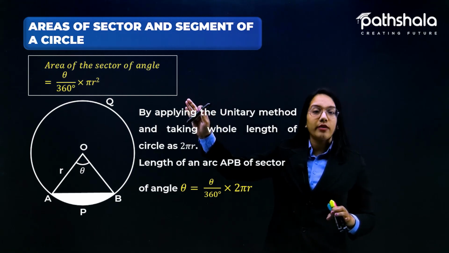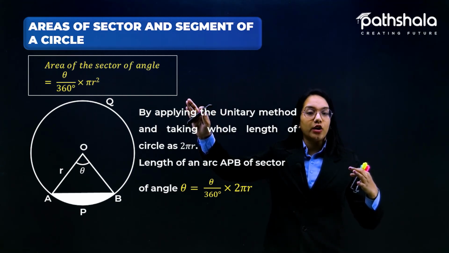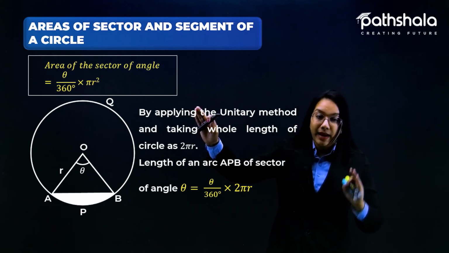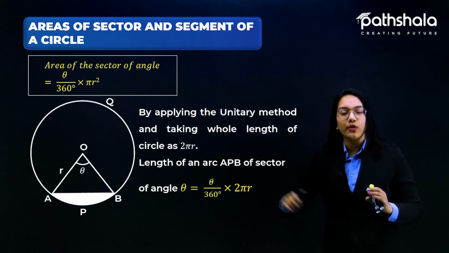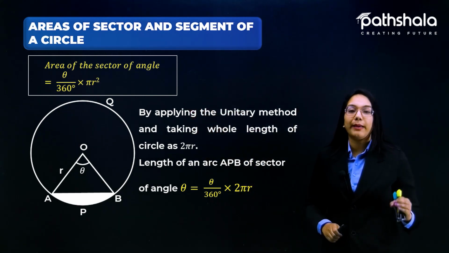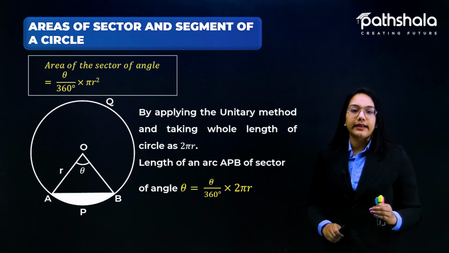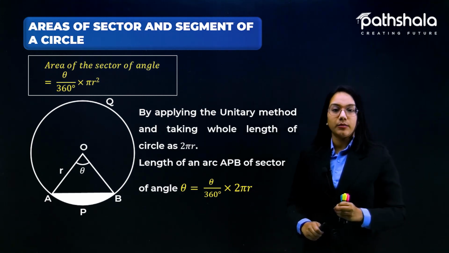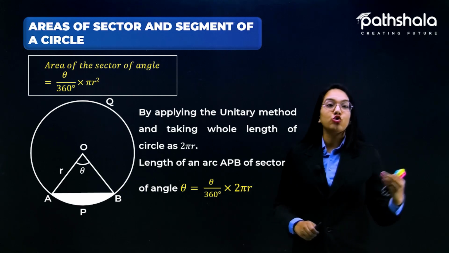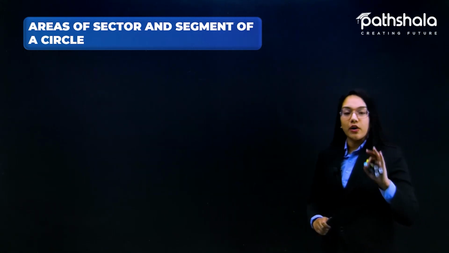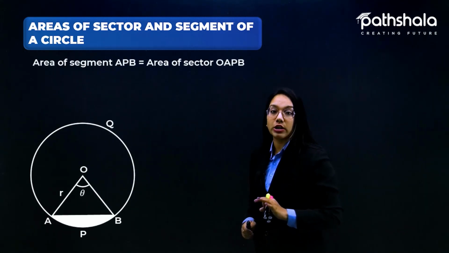So this is the formula with the help of which you can find the area of the minor sector, and using this formula you can find the length of the arc APB of the sector having the angle theta, which is theta by 360 into 2 pi r. So these are the two formulas. Now let's move on further and talk about the segment.